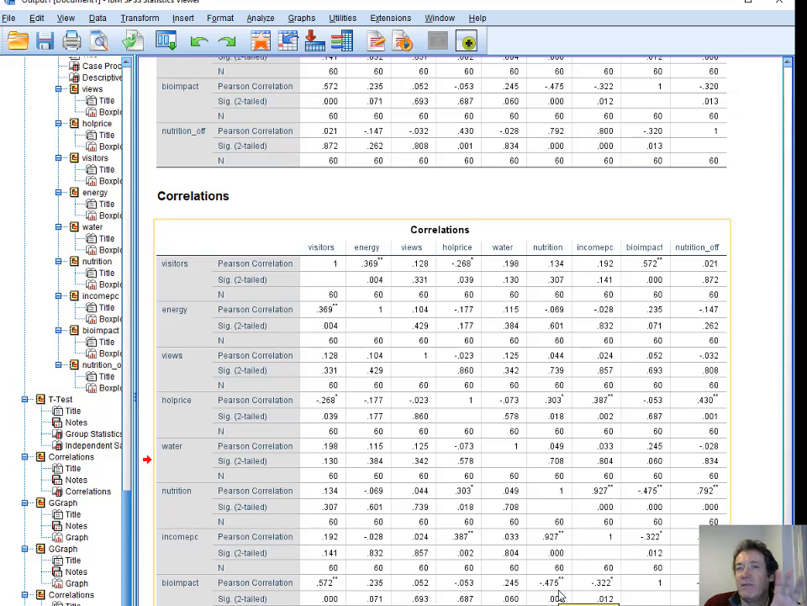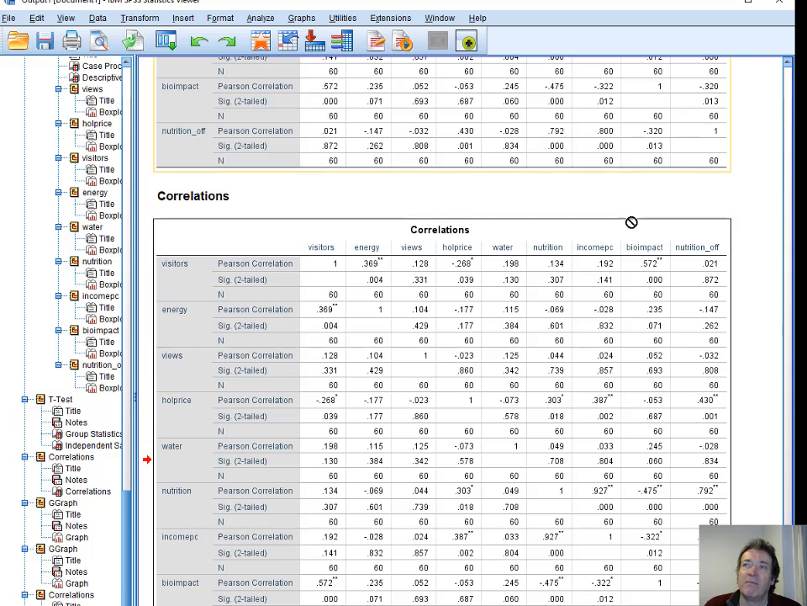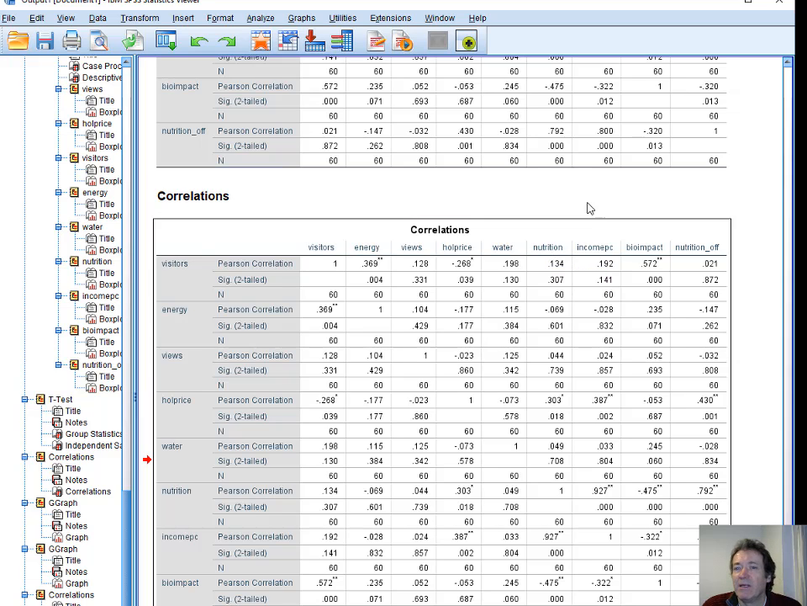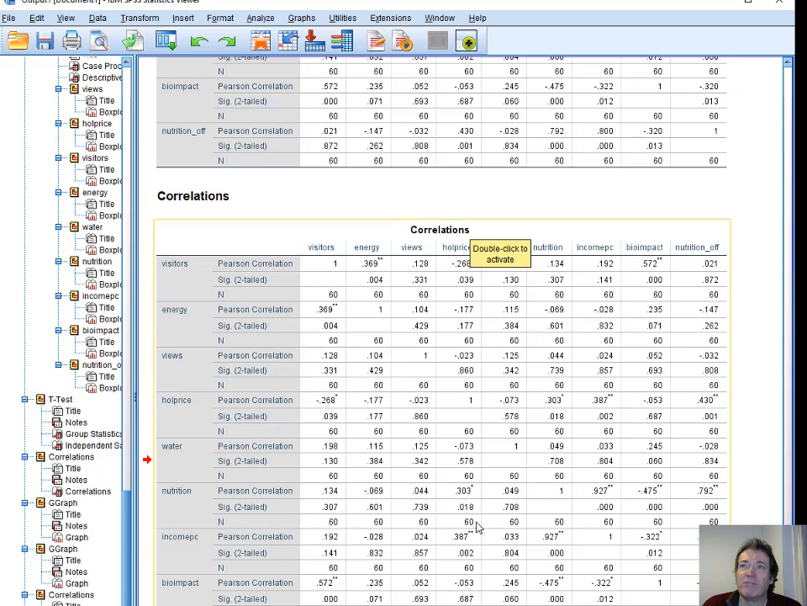If there's no real connection in the whole population, the chance of getting this in our sample is 0.000, very, very low. So we can reject that null hypothesis and accept the alternative, which is there is a correlation between biological impact and nutrition levels. Okay, so there's a couple of examples there. You can explore others yourselves. And this correlation matrix, as it's called, makes it very easy to do that.